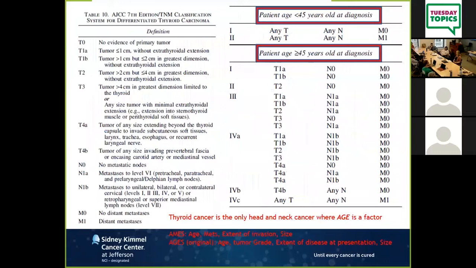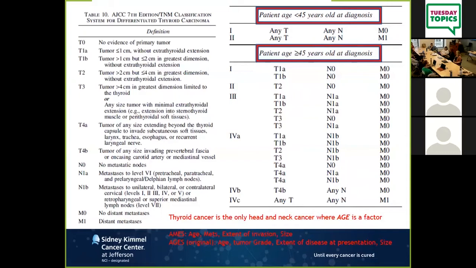The staging is interesting because staging of cancer has to do with three things. The T is the size of the actual primary tumor itself, the actual thyroid tumor. The N has to do with metastases that go to the lymph nodes, N for nodes, and that's lymph nodes specifically in the neck. And then M refers to metastases, and that's metastases further away in the body, so to the liver, the lungs, the belly, that sort of thing.